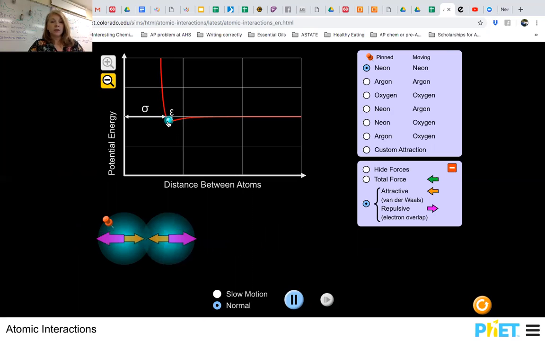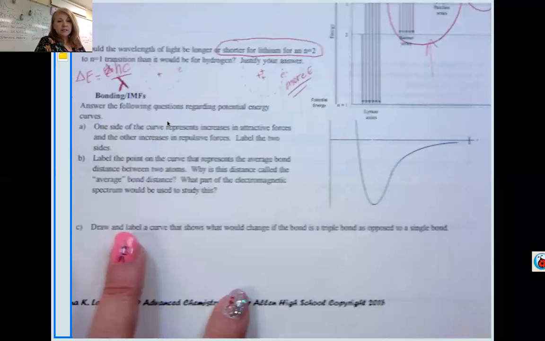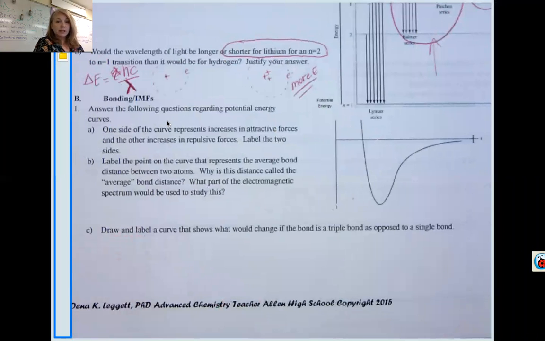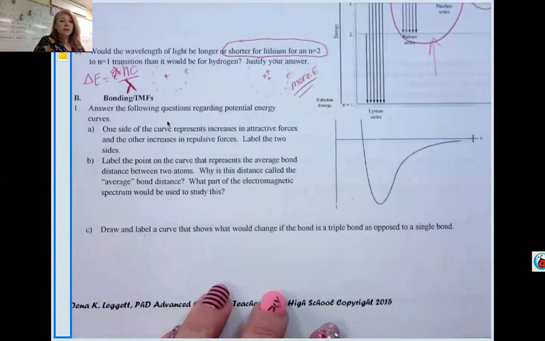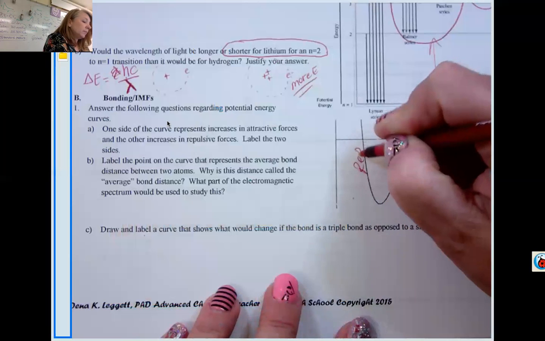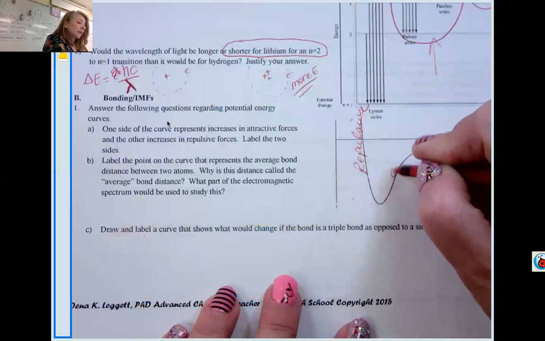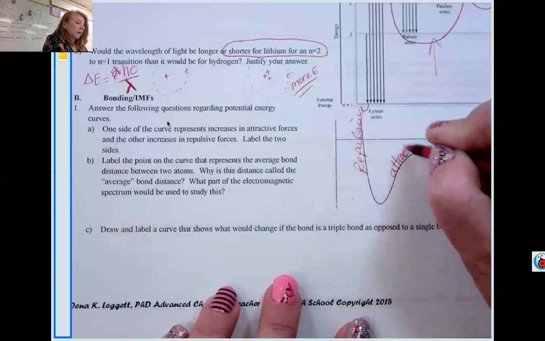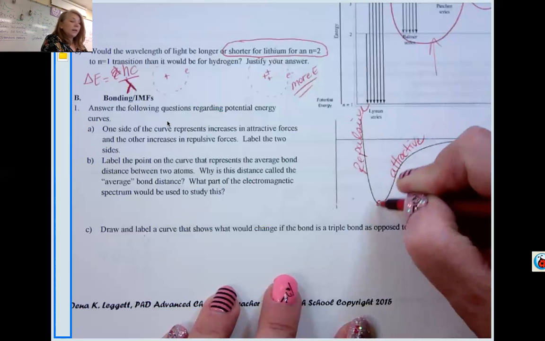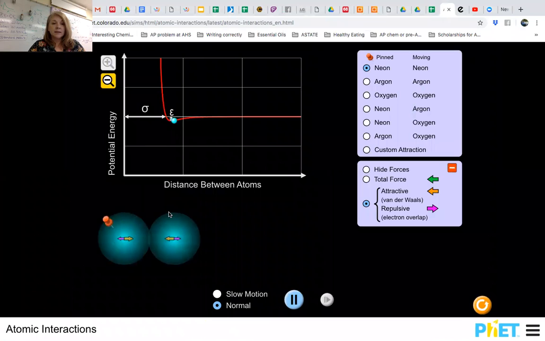So they do tell us on our graph to do some labeling. It says on one side of the curve, it represents increase of attractive forces, and the other side would represent increase of repulsive forces. So this side of the curve would be repulsive, and this side of the curve would be representing attractive. Now, this little point right here, that bottom part of the curve, is where the bonding is going to take place. That's the minimal potential, the lowest potential energy.